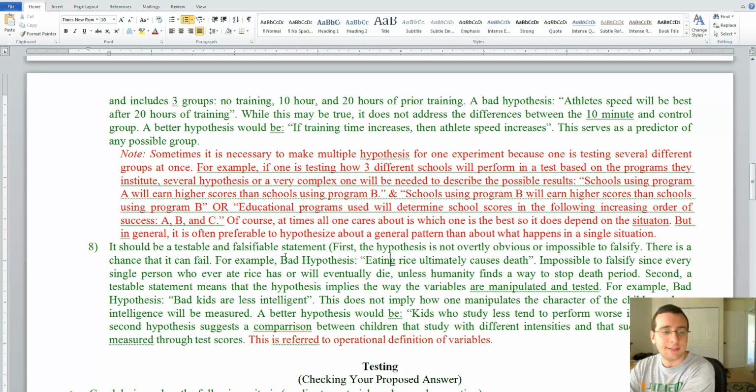And along the same line, you've got to have in the hypothesis some indication of how you're going to be measuring and changing these things. So for example, let's say you're trying to see if kids that study more do better in tests. Look at this bad hypothesis: bad kids are less intelligent. That's a terrible hypothesis. First, because I have no idea what you mean by bad kids. And second, I have no idea what you mean by less intelligent. Now, I'm not asking you to define the variables here. I'm asking you to at least give me some indication of how you're going to be measuring them. For example, look at the difference. I could say kids who study less perform worse in tests.